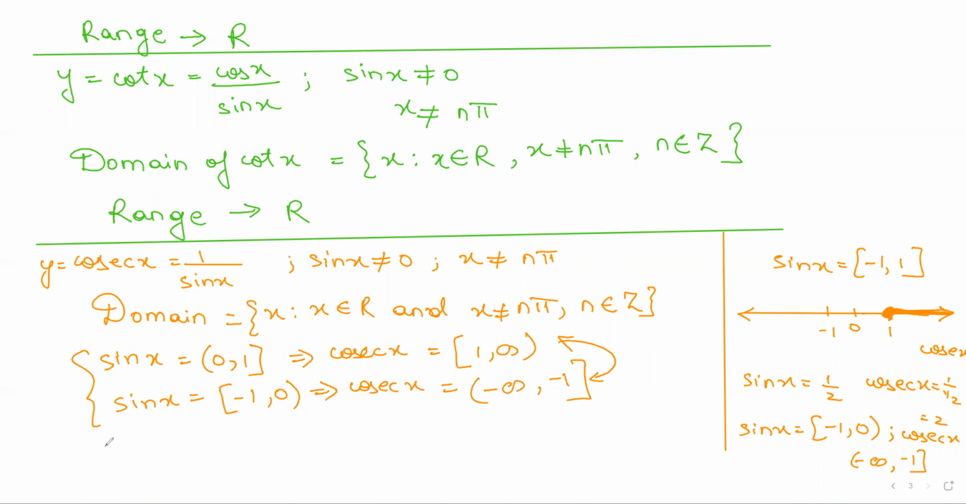So you can write it in the set builder form as range of cosec x is equal to the set of all y. We've taken the variable y because cosec x is y. All y such that y belongs to R. They are real values. But what's the condition? y should be either less than or equal to minus 1, or y should be greater than or equal to 1. If you have any doubt in these concepts, you can ask me in the comments and I'll explain it to you again.